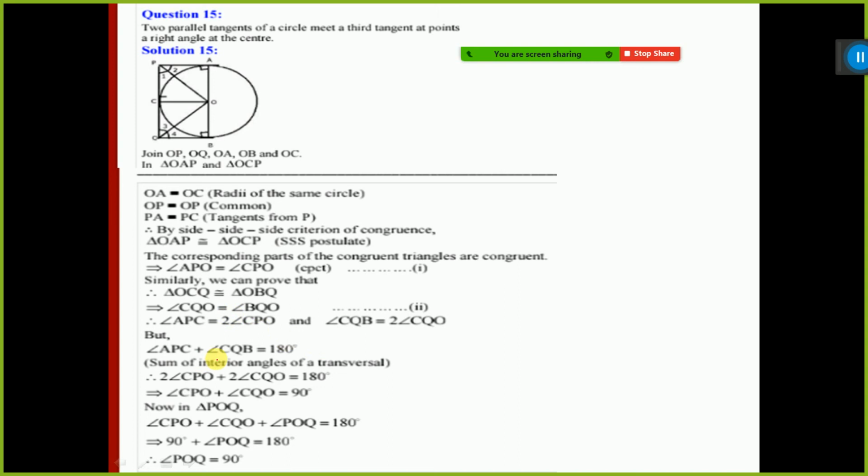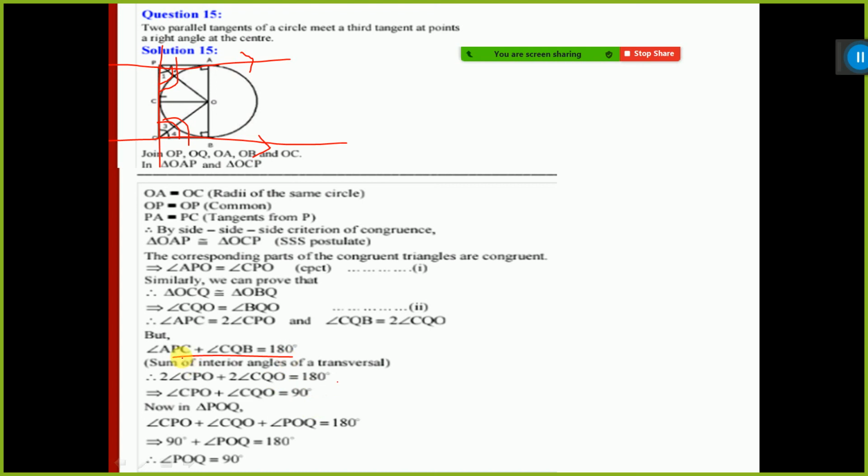See here, APC plus CQB is equal to 180. Here this is APC, meaning this one, plus CQB, this angle, equal to 180 degree. Why? Because these two tangents, see, one tangent is this, another tangent is this. These two tangents are parallel, and this is also one tangent meeting them. So this side and this side are parallel. That is why this angle plus this angle equal to 180 degree. That is written here, 180 degree.